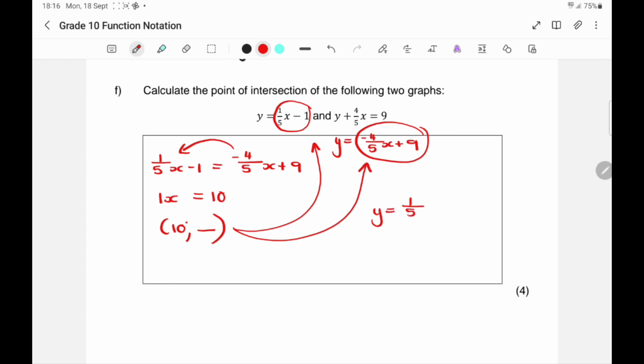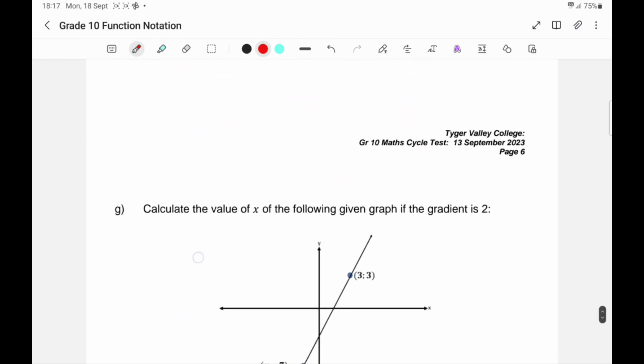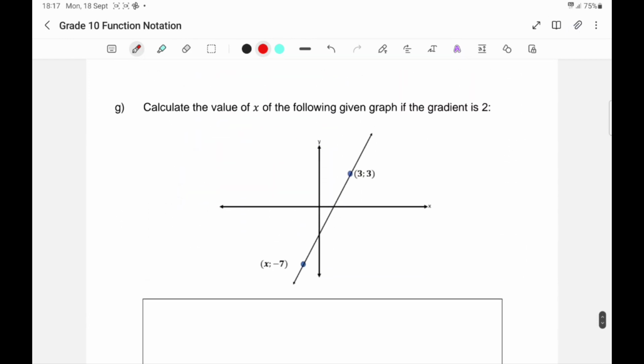So y is equal to a fifth times 10 minus 1. One fifth times 10 is 10, divided by 5 is 2, minus 1. So your corresponding y value would be 1. So the point, remember to turn it into the coordinate, the point of intersection would be (10, 1). All right, we are almost there. Let's quickly look at this one.